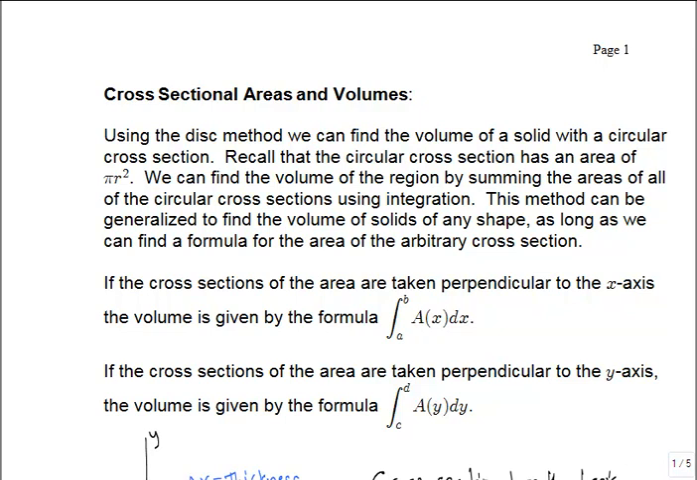So what's going to be a little bit different in this video lecture is that our cross-sections are no longer necessarily going to be circles. Instead, they might be squares or triangles or rectangles. So instead of using a pi r squared inside of our integral, we're going to be using an area function inside of our integral, and that area function will vary depending on what shape it is that we're given.